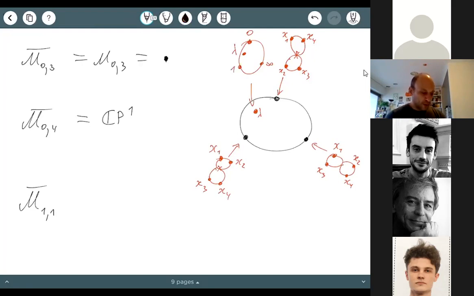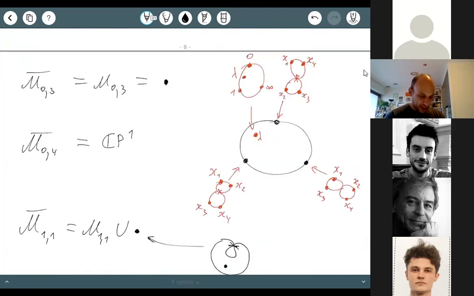And M_1,1 bar, well, it is M_1,1 union one point. So there is just one extra point that corresponds to the genus 1 stable curve like that. So here is a genus 1 curve with one marked point, and it is not smooth. It is a singular stable curve. That's the only one. Okay, so these are the spaces where we're going to work.